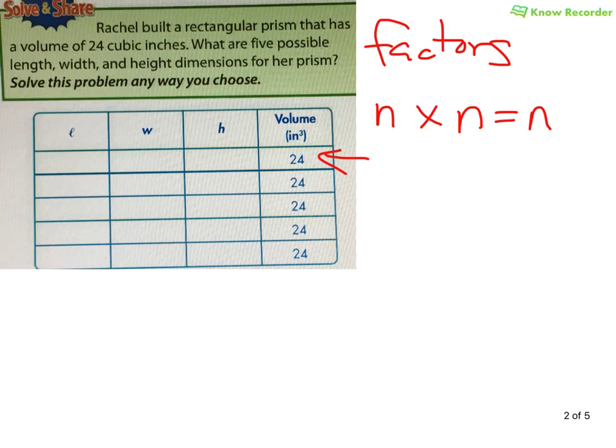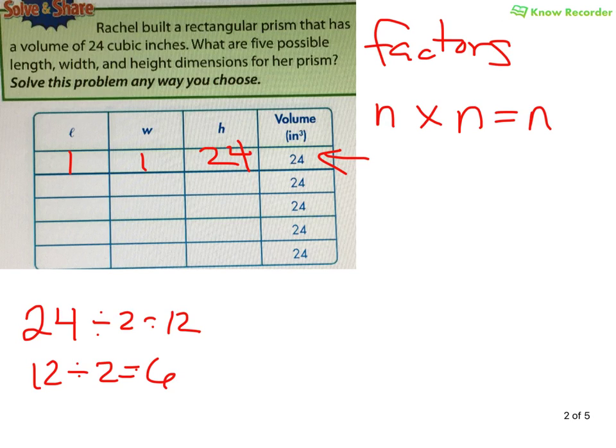They start me with 24. Different ways to get 24? Well, I know any number times 1 is going to work. But let's think about pulling 24 apart. 24 is an even number. I can divide it by 2, right? If I divide 24 by 2, I end up getting 12. I can divide 12 by another 2 and get 6, right? So maybe we say the factors are 2, 2, and what's left over? 6. 2, 2, and 6.